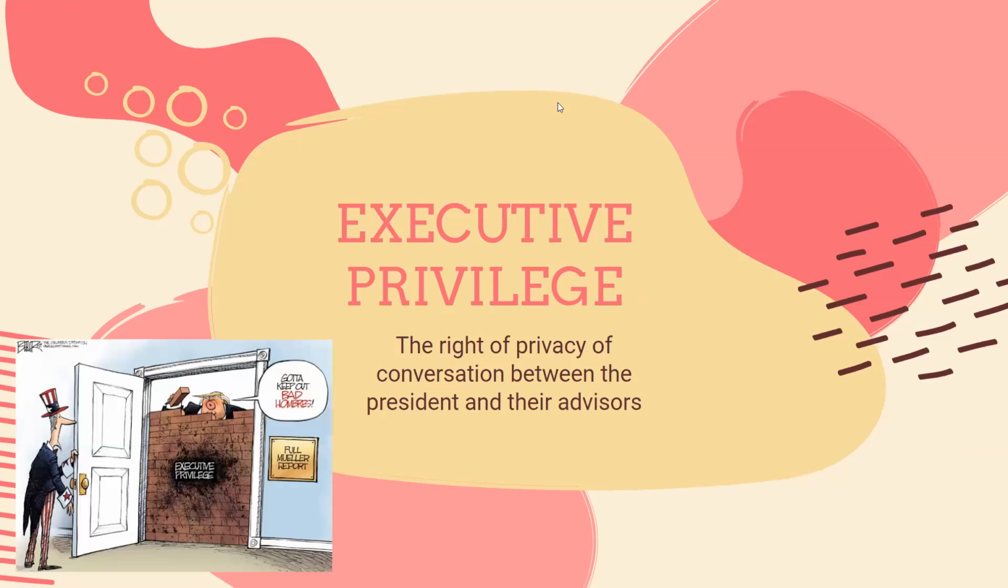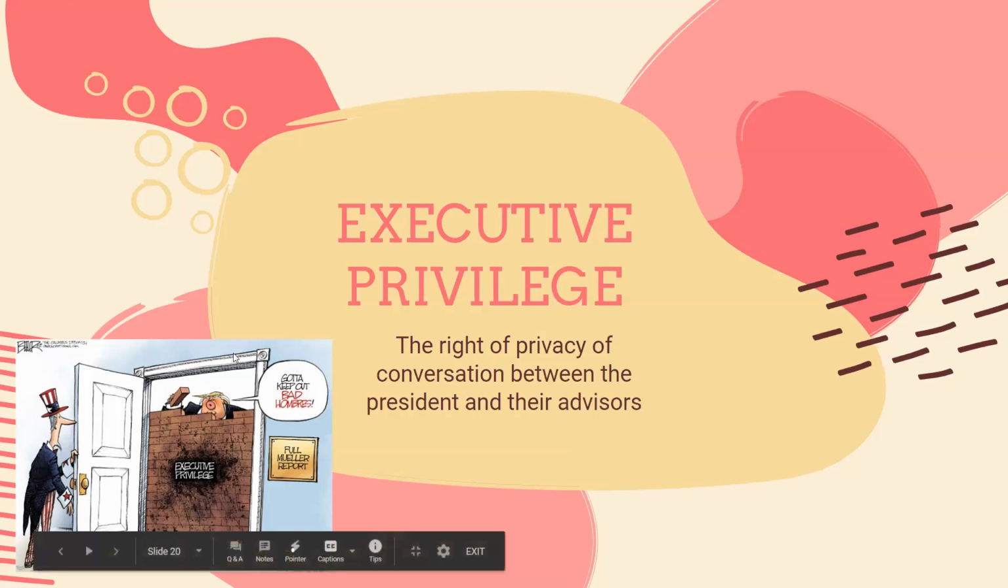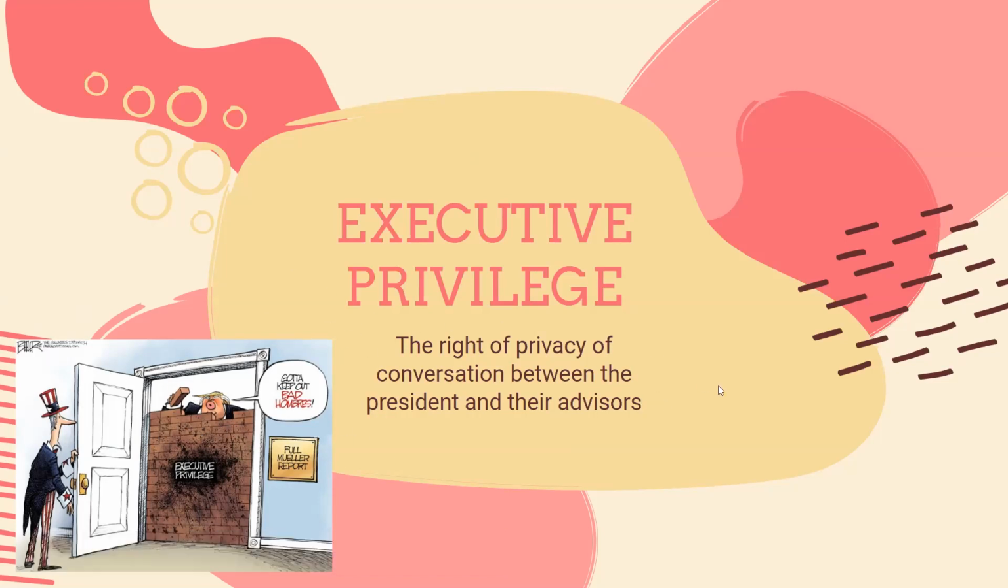And then they have executive privilege, which is the right of privacy of conversation between the president and their advisors. Whenever the president speaks to their advisors, the president has the power to keep that private, and the press cannot leak the conversation. If you look at this little cartoon here, it's kind of like Trump blocking out the rest of the U.S. from his private conversations.